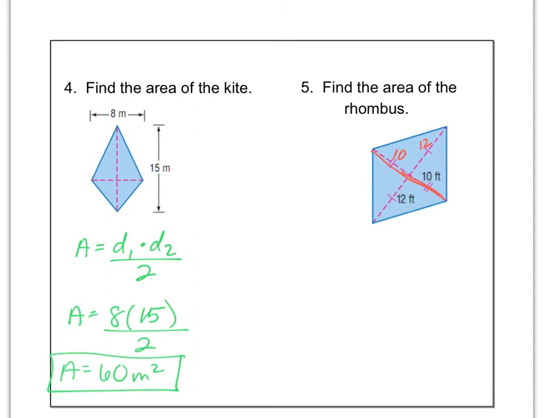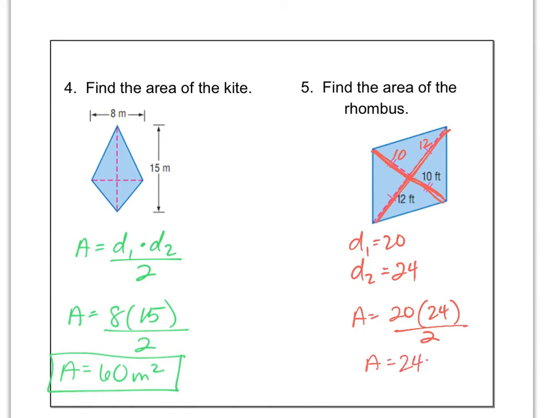So one diagonal is actually not 10, but 20. And the other diagonal is 12 plus 12, or 24. So to find the area, we would take diagonal 1 times diagonal 2, divide by 2. So if you think about that, I think we should wind up with 240 feet squared. Go ahead and check that with your calculator and see if you get that answer.